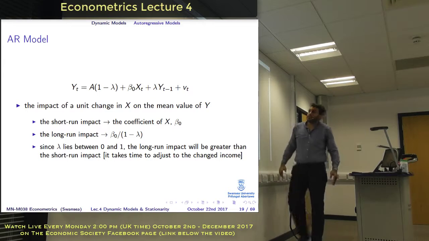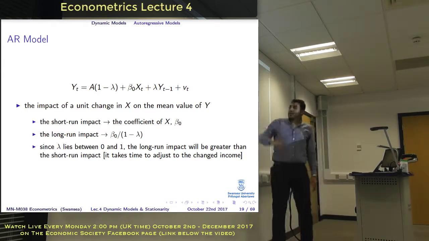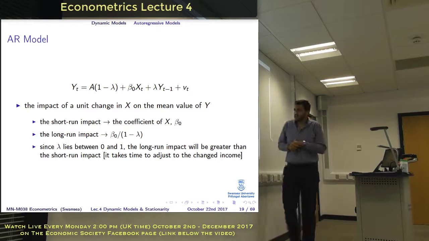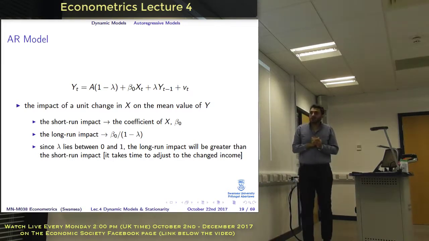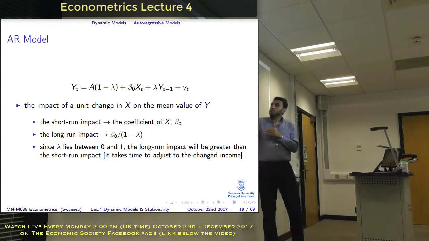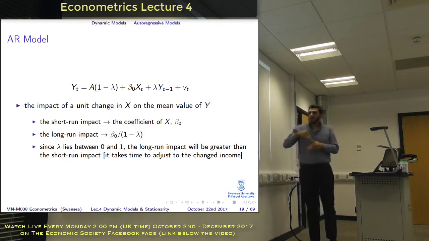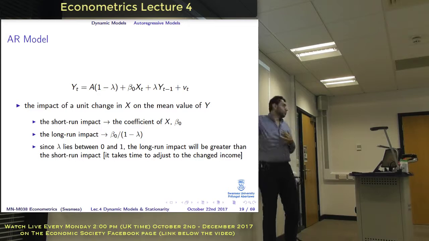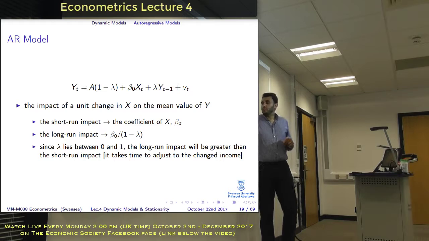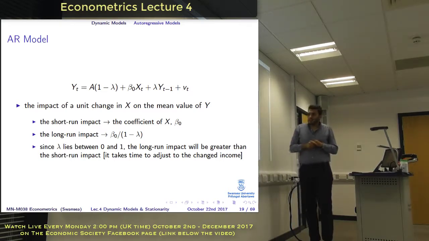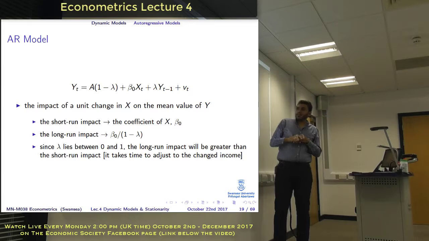The impact of a unit change in x on the mean value of y will again have the short run impact, which is the coefficient of income in time t, beta 0, and the long run impact can be obtained by dividing beta 0 by 1 minus lambda. That will give you the long run impact. This is what we assumed when we did the Koyck transformation, that the value of lambda will be between 0 and 1. That means the long run impact will be greater than the short run impact.